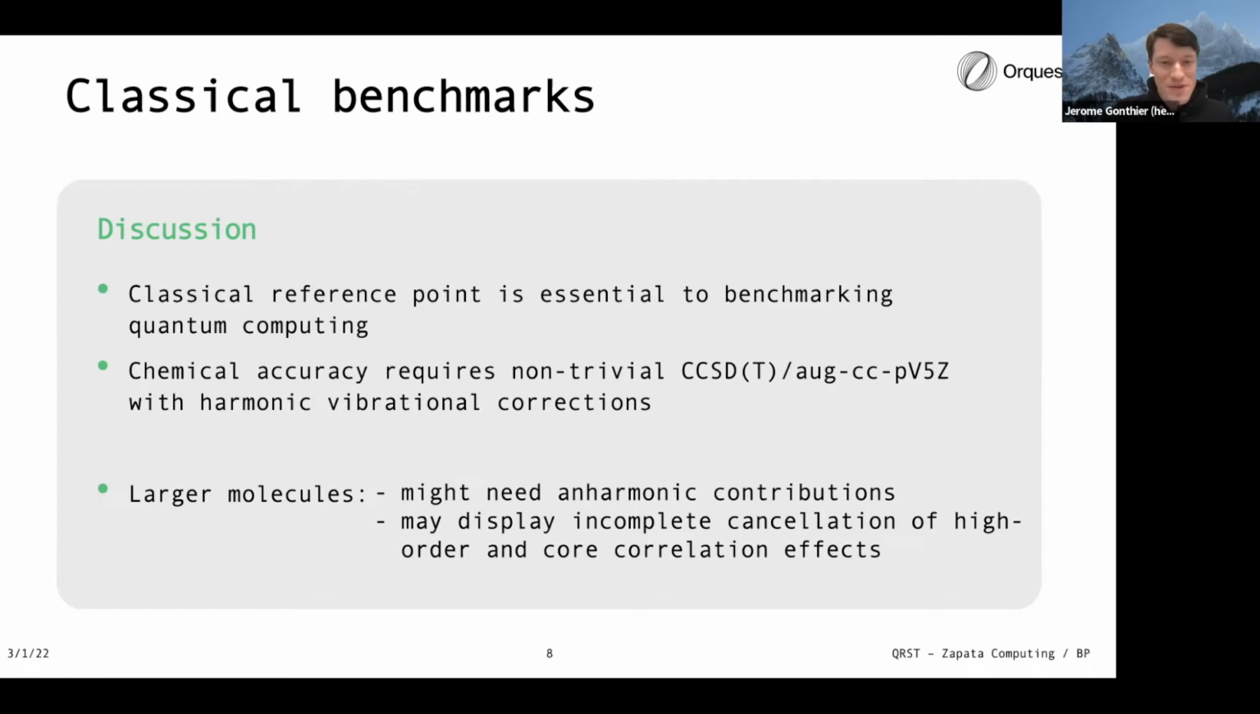So I don't want to get into details too much, but to be able to compare our results to experiment, we have to include the effect of vibrations. And doing that with harmonic approximations is pretty easy. And we can do that for the small molecules. But if we go to larger systems, it may not be as easy. And so it's essential to have a classical reference point to be able to benchmark quantum computing and understand when quantum advantage could appear.